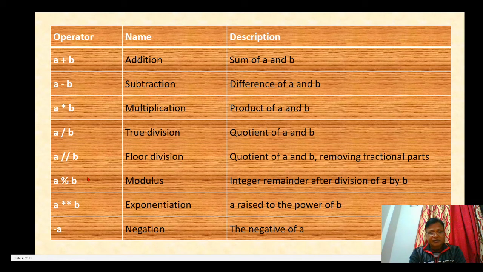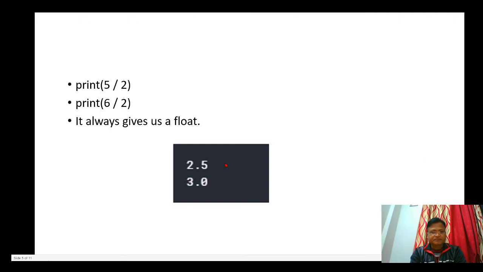Next, many times we need to find the remainder. Whenever we want to find the remainder, we will use the modulus operator. The modulus operator is used to find the remainder after dividing a by b. Now the next one: many times we need to find a raised to the power b. For a raised to the power b, we will use the double asterisk symbol. And the last one is, if we want to convert a positive number into a negative number, we will use the negation arithmetic operator. So these are the seven or eight different types of arithmetic operators we will normally use in Python.